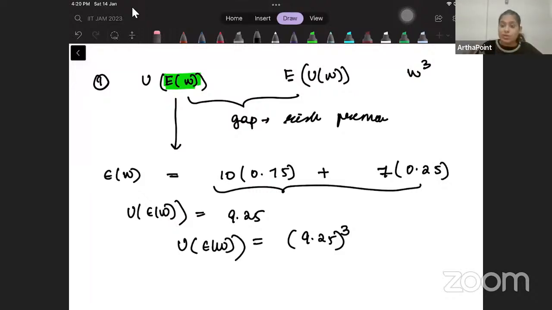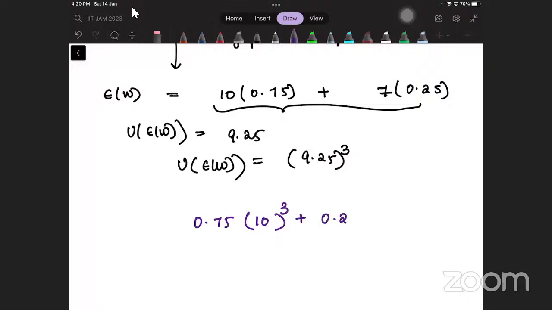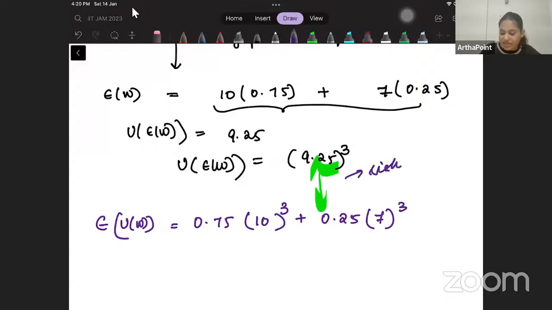Ab expected utility kya hota hai? Expected utility. This is when you just find expectation of utility directly. So with 0.75, I am getting a wealth of 10. Isse utility kitni hogi? 10 to the power 3. W cube is the function, right? And with 0.25, I am getting wealth of 7. Isse utility kitni hogi? 7 to the power 3. This is my expected utility. The gap between the two, that is your risk premium. Pucha nahi hai question mein. I am just telling you.